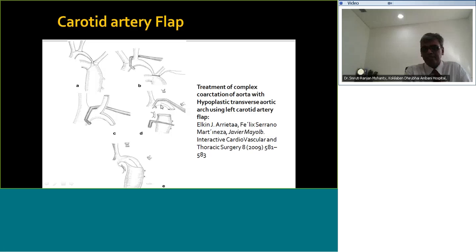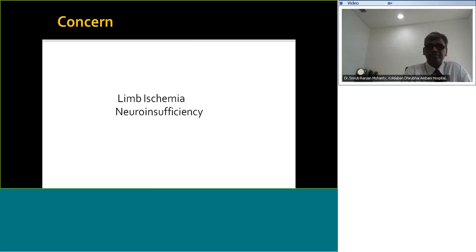And when you get this to a better caliber after augmenting with the common carotid artery, the descending aorta is mobilized up, and the anastomosis between the descending aorta and the proximal aorta is done, which extends almost to the lesser curve of the aorta up to the ascending aorta. So this is reported by Elkins, which is called a carotid artery flap. The concern for all these techniques of subclavian artery or carotid artery flap is the possibility of limb ischemia, and of course, if you are using the carotid artery, neuro-insufficiency. That's something to be kept in mind.